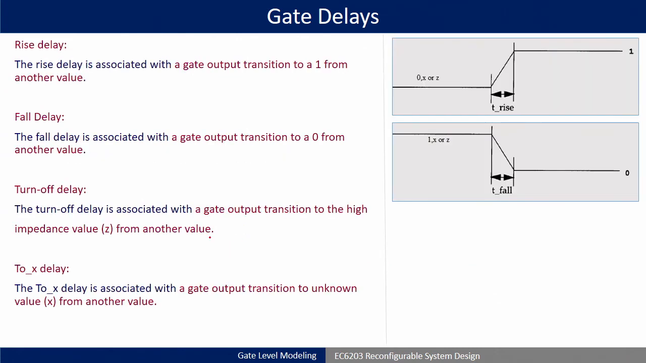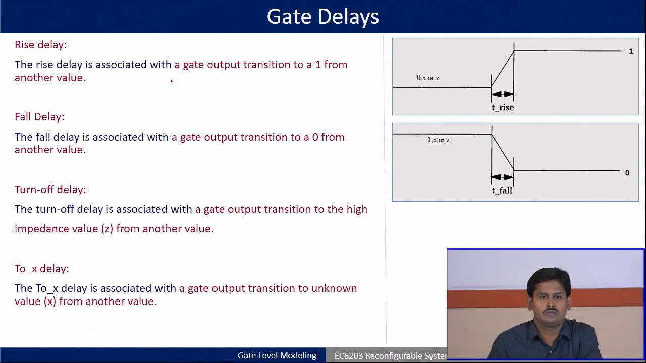So, we will first see what these are. Rise delay is associated with a gate whose output transitions to 1 from another value. If you see on the right side, the rise delay is the delay where my output is 1, and this 1 may have made the transition from 0, x or z. That means if you are approaching output equal to 1, that will be treated here as a rise delay. So, it is rising towards the high logic value of the design.